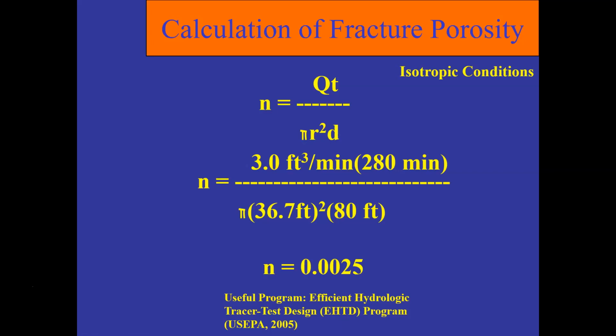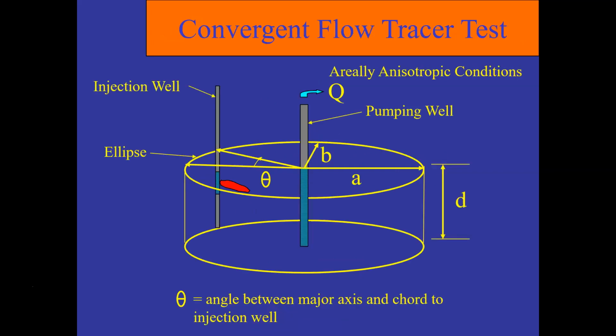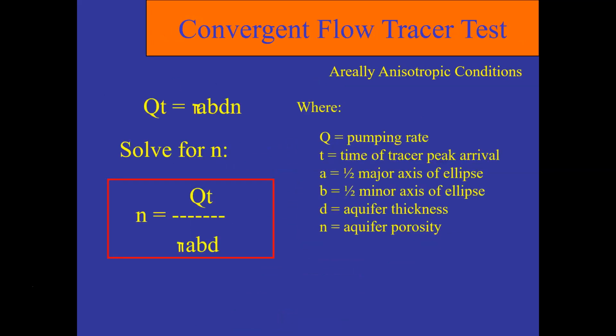I'll show you one more here. This one was a little more complicated because the aquifer is aerially anisotropic. So rather than a circle, there's an ellipse. So it's pretty simple to take that into account, and I won't take too much time with this. And I'll show you the equation is very similar. It's calculated the same way.